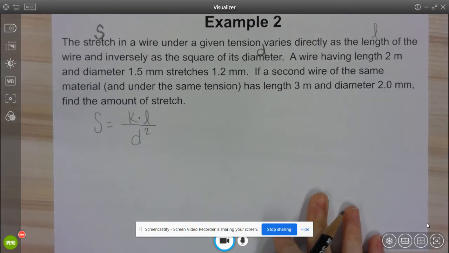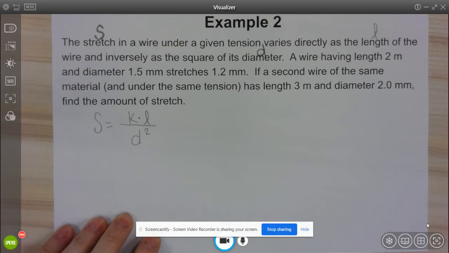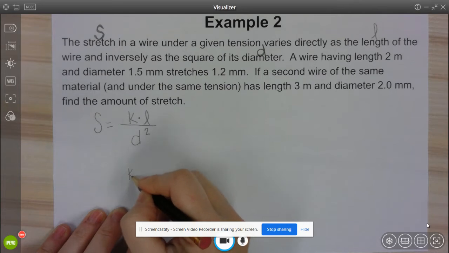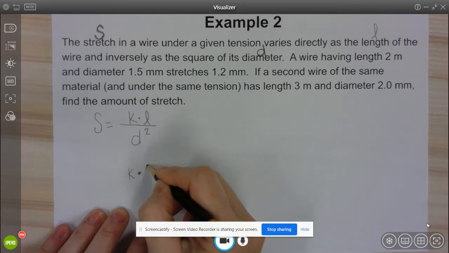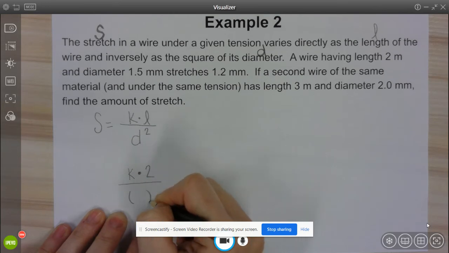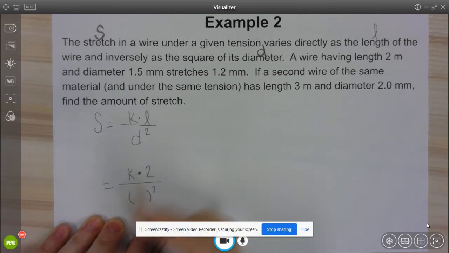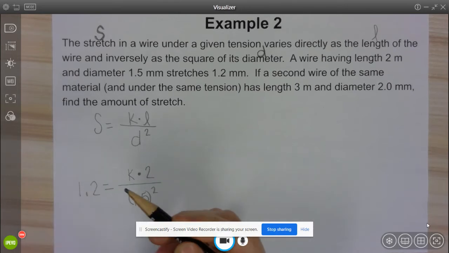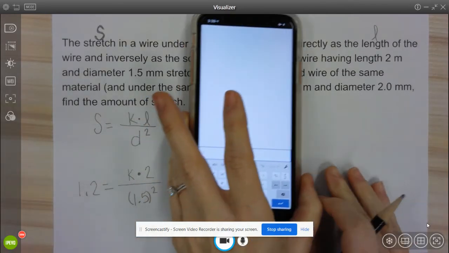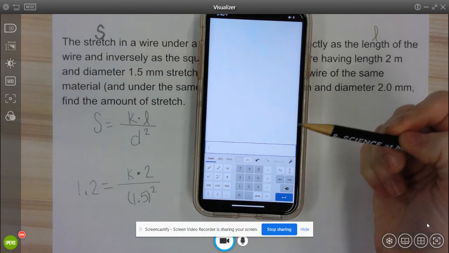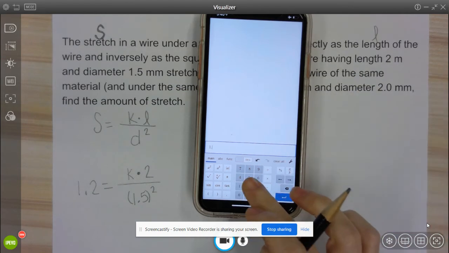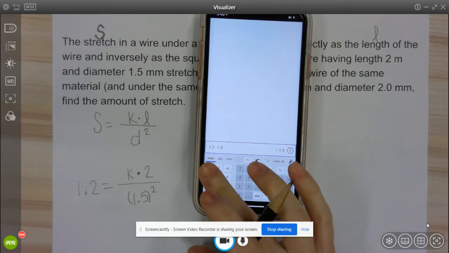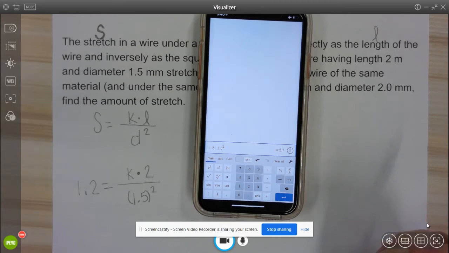All right, so I have a wire with a length of 2 meters. So I'm going to start substituting stuff in where it goes. It's got a length of 2 meters, a diameter of 1.5, and a stretch of 1.2. So I'm going to show you exactly what I would do. This is the Scientific Desmos calculator app. So I'm going to do 1.2 times 1.5 squared. So that gives me 2.7.